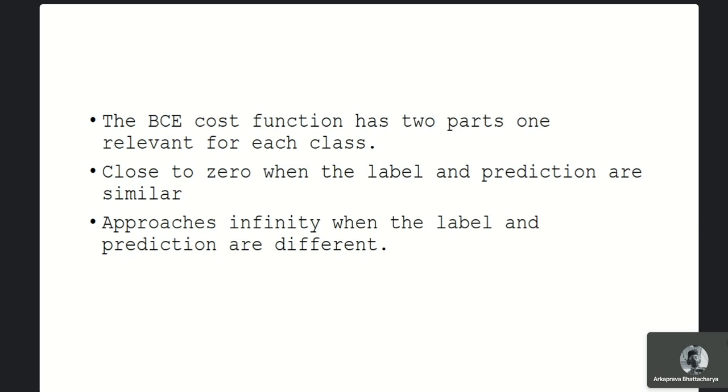Those who have already worked on classification problems using deep learning know that this BCE cost function, that is the binary cross entropy function, is one of the most commonly used loss functions for binary classification problems. And here also our discriminator is doing binary classification only, that is telling whether the image is real or fake.